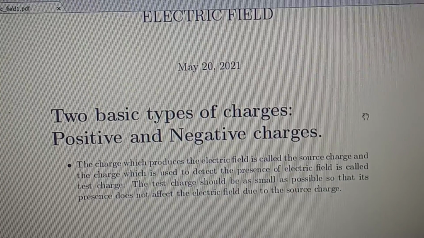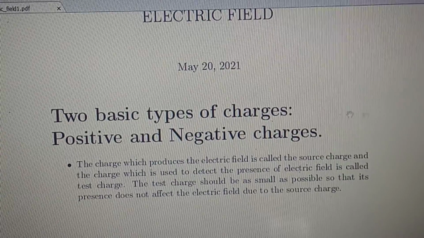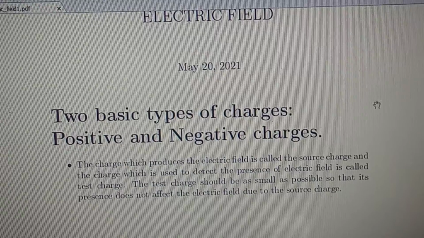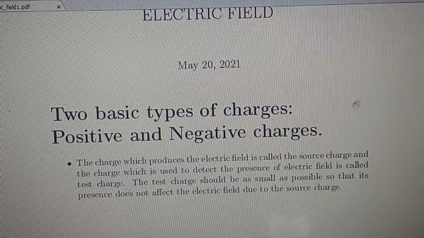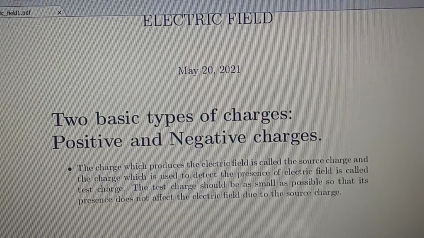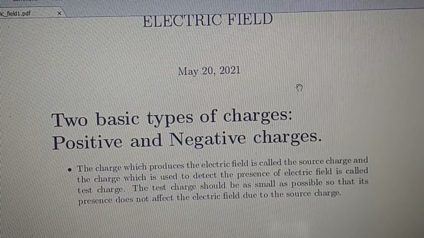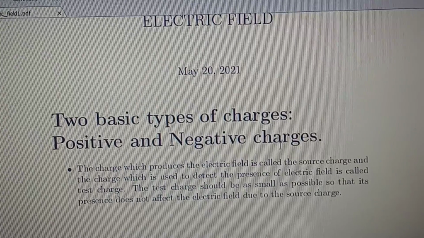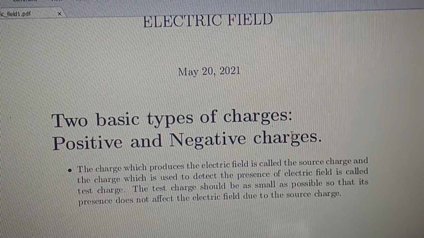Today we'll be discussing the electric field. So before going to the electric field, before starting our discussion, we'll discuss some basic things about the types of charges. Basically we have two basic types of charges. These are positive and negative charges.